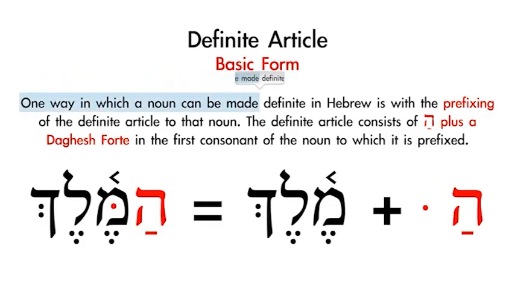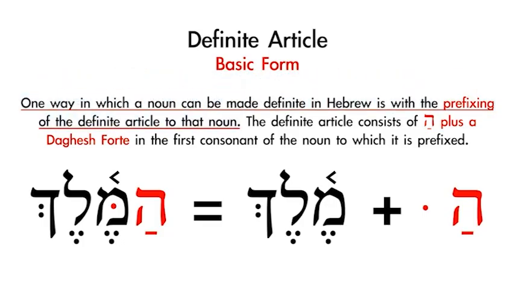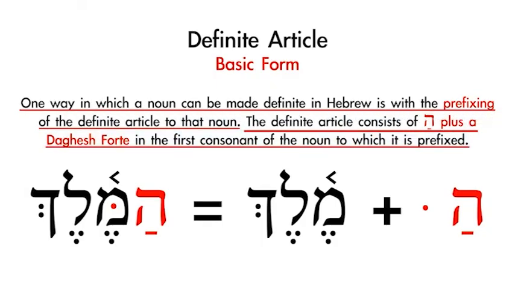One way in which a noun can be made definite in Hebrew is with the prefixing of the definite article to that noun. The definite article in Hebrew consists of ha, which is hey with patach, plus the dagesh forte in the first consonant of the noun to which it is prefixed. So let's begin by looking at the example on the left of the page here, hamelech. This is the word for the king.